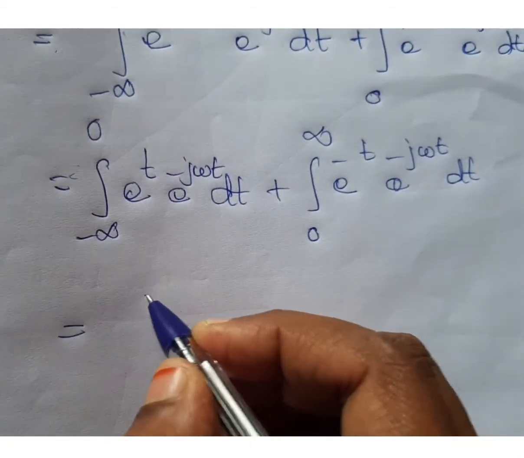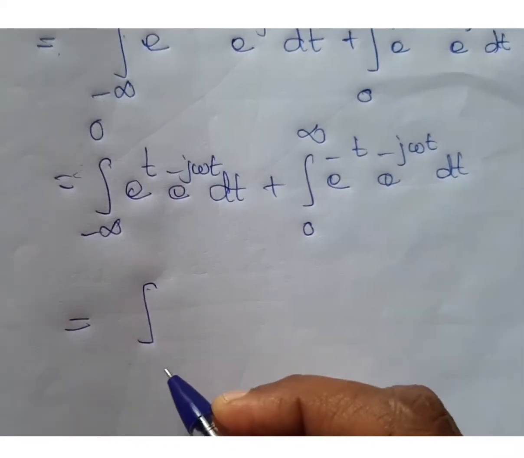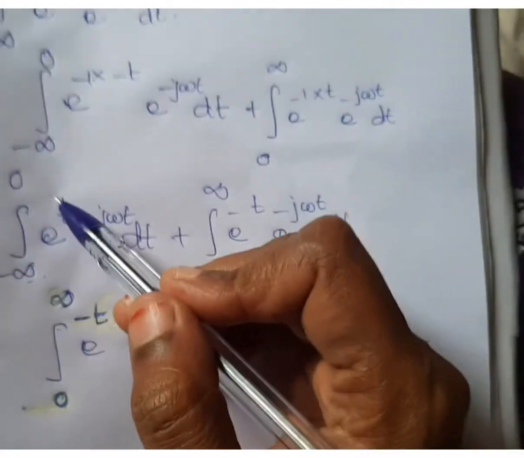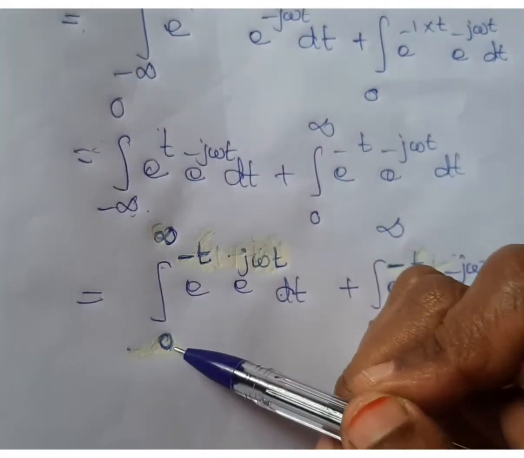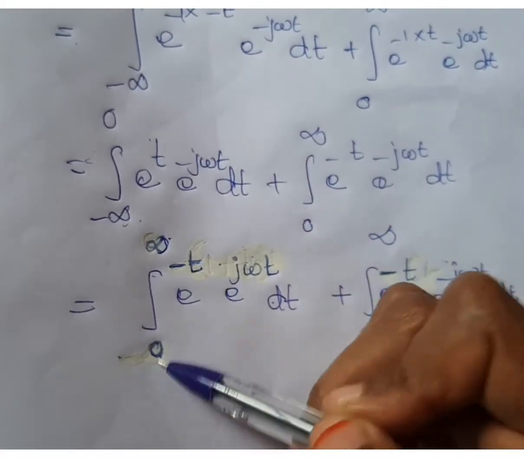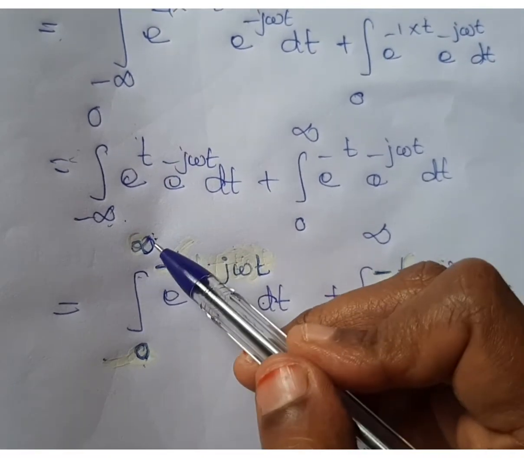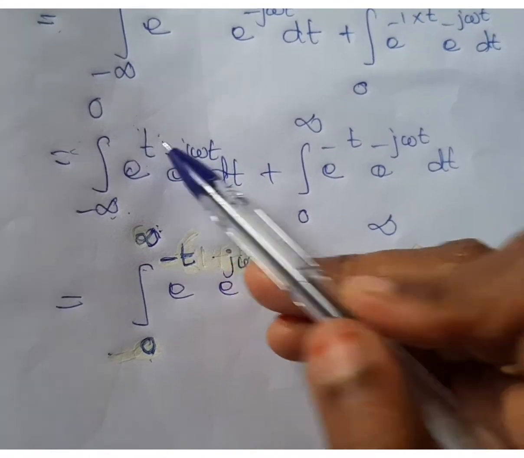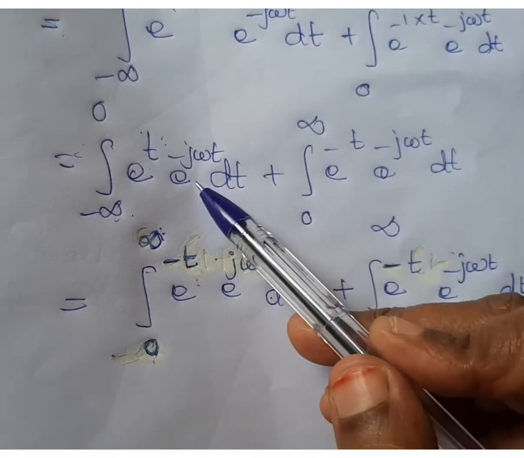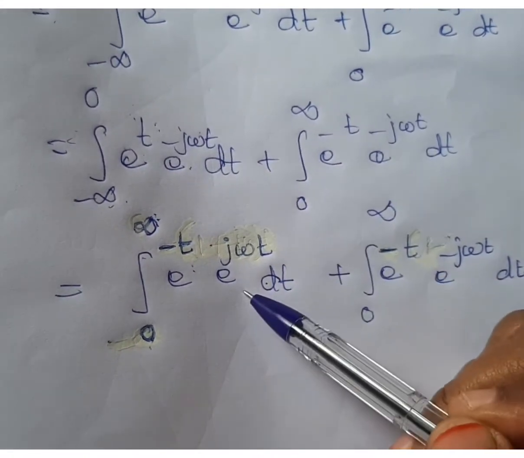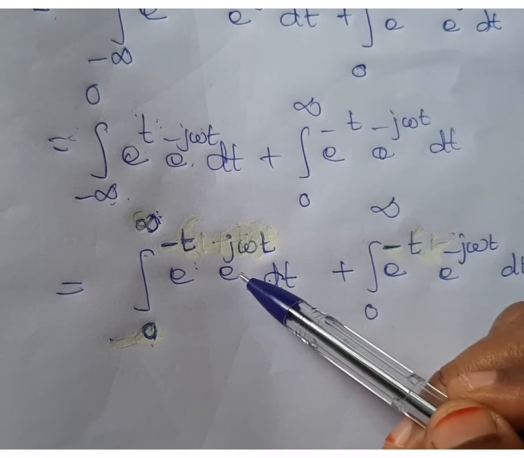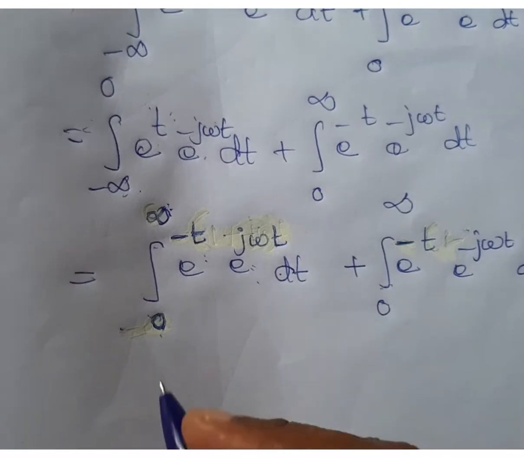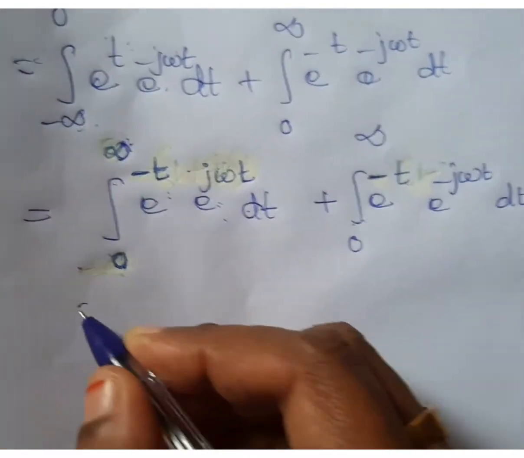After simplifying, in the next step, see here the integral minus infinity to 0, we can change this integral as 0 to infinity. While you are changing the integral as 0 to infinity, here if there is e power plus t, the positive term will become e power minus t, and e power minus j omega t turns to e power plus j omega t. Okay, so now both the integrals are the same, that is from 0 to infinity. So now you can simplify.